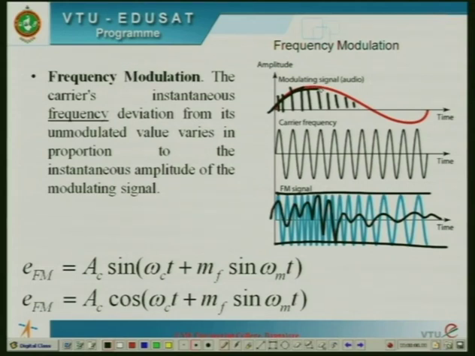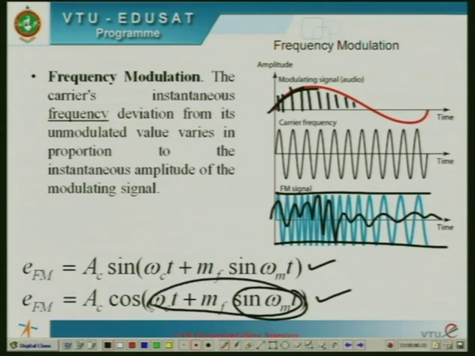It is mathematically represented by this equation. There are two expressions, either I can use a sine or I can use a cos. Taking the second expression, it is Ac cos of (omega c t plus m sine of omega m t), where sine of omega m t represents the modulating signal and cos of omega c t represents the carrier signal. We are changing the carrier frequency by the modulating signal. This parameter is going to define frequency modulation.